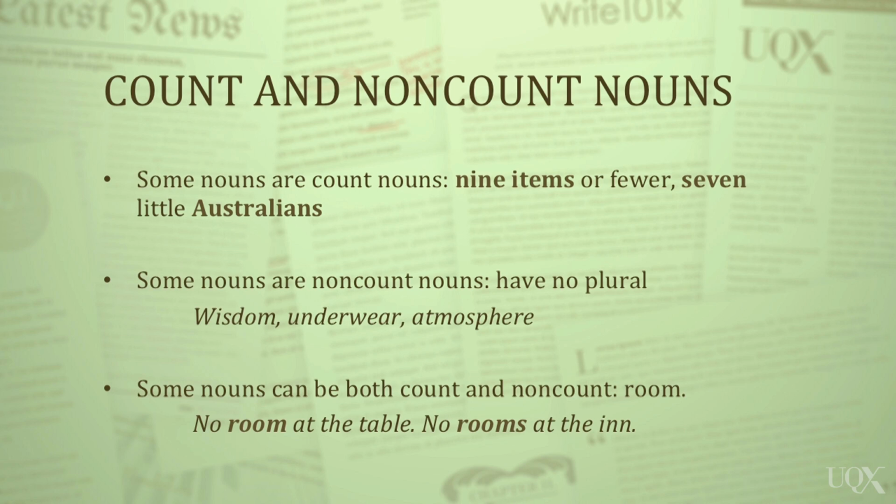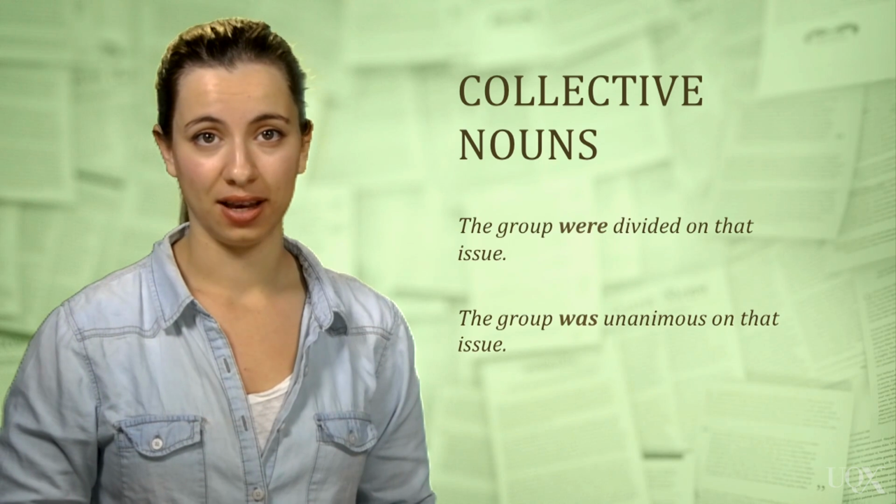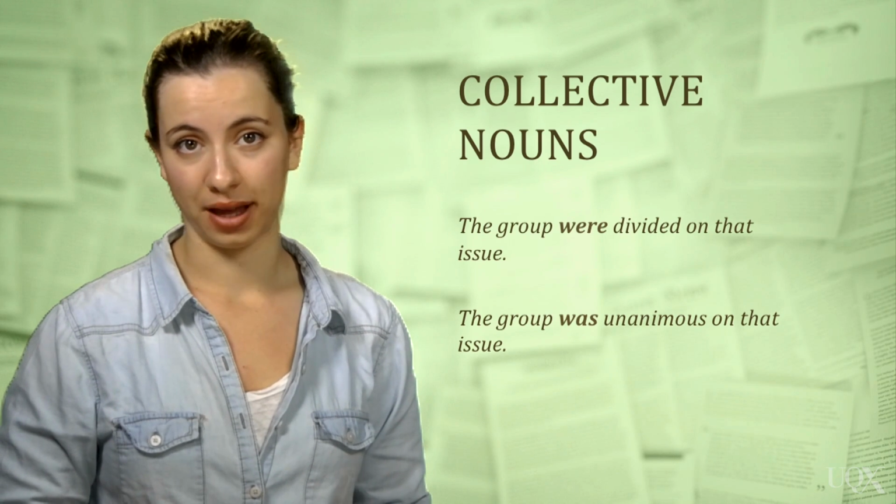Some nouns are count nouns, like 9 items or fewer, or 7 little Australians. And just as there are count nouns, there are also non-count nouns. That is, nouns that cannot be counted, such as wisdom, underwear, or atmosphere. And then there are those tricky nouns that can be both count and non-count. Take the example of room. We may use it to say there is no room at the table, and also that there are no rooms at the inn.